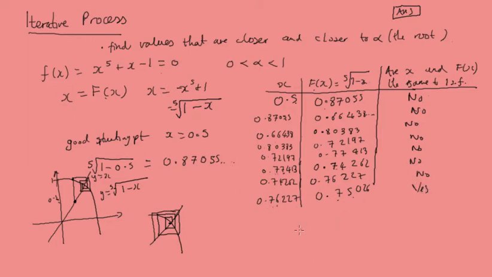So we've found that alpha is 0.8 correct to one significant figure. Now each test that we run is called an iteration. So each test is an iteration, and each time we do it, we're getting closer and closer to the actual result.